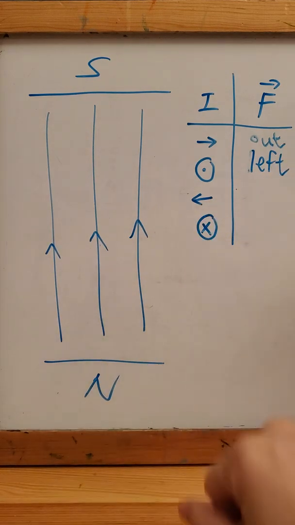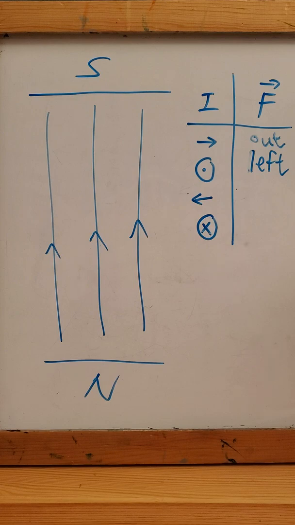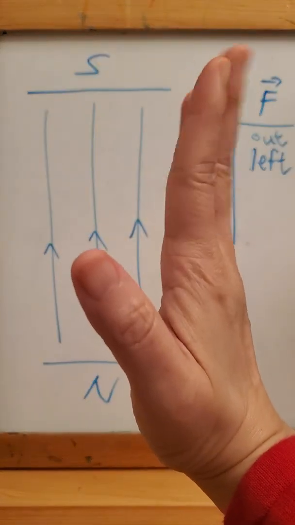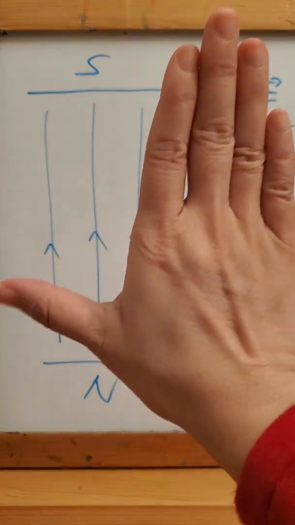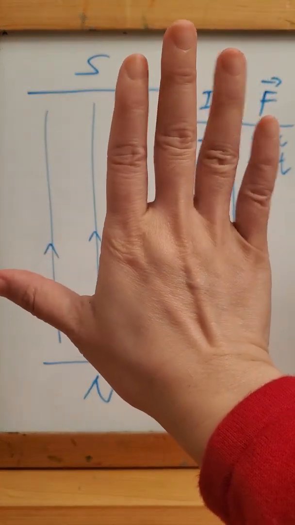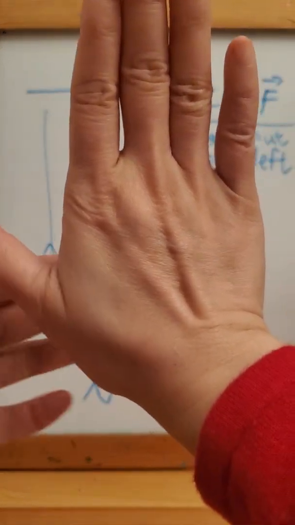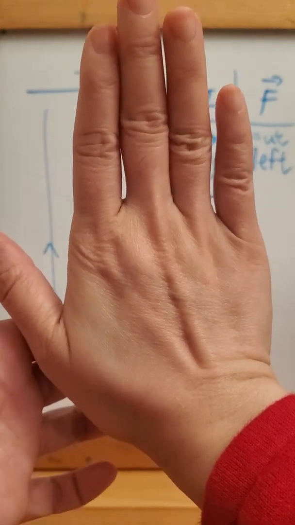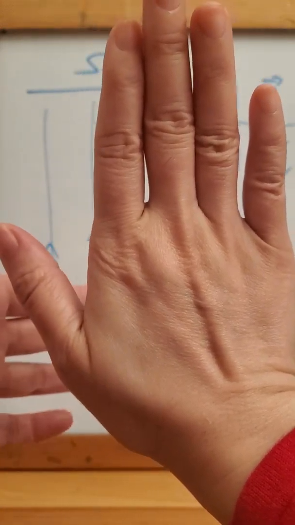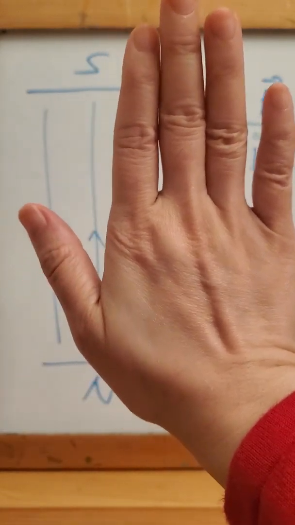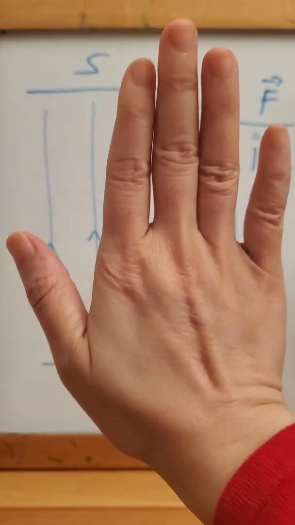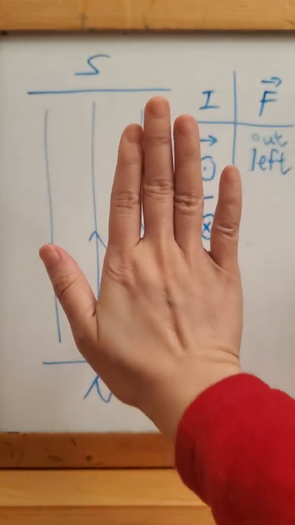Next, let's find out the direction of the force when the current is pointing to the left. We will align the fingers with the magnetic field, and then the thumb with the direction of the current. As you can see, the palm is facing away from us. It is facing into the screen. So the conductor will move this way.